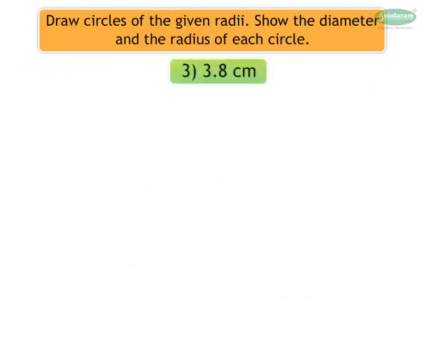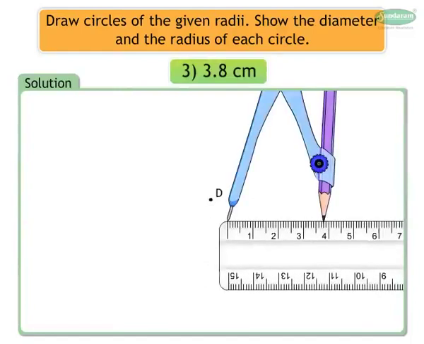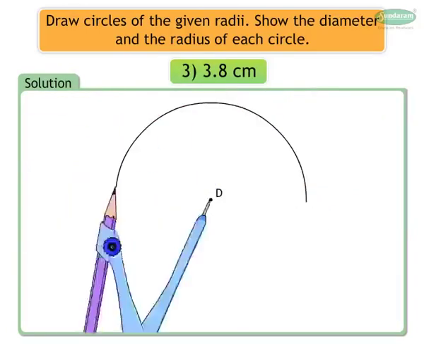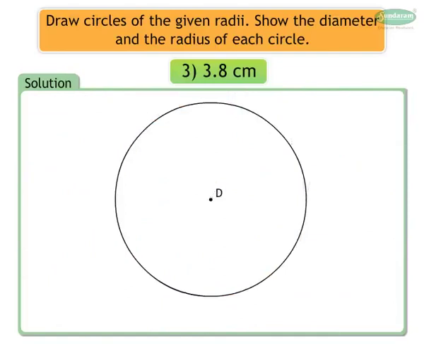Number 3. 3.8 centimeters. Solution. Place a point D on the paper. Measure 3.8 centimeters between the ends of the compass. Place the metal tip of the compass on point D and draw a circle around point D. This is the required circle with radius 3.8 centimeters and center D.